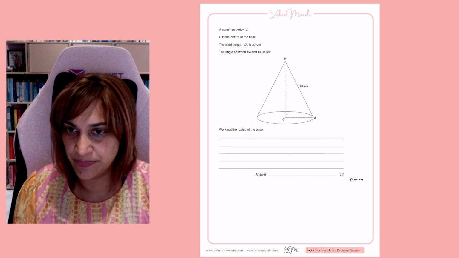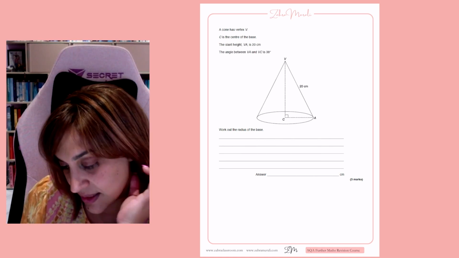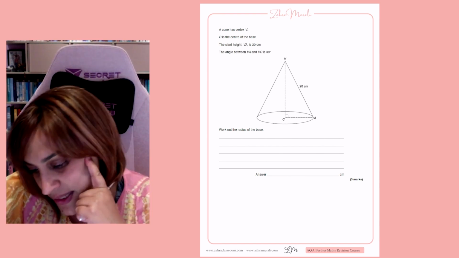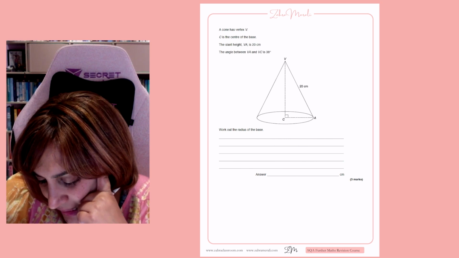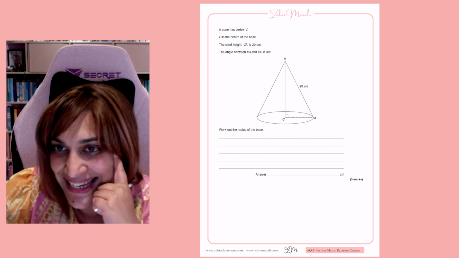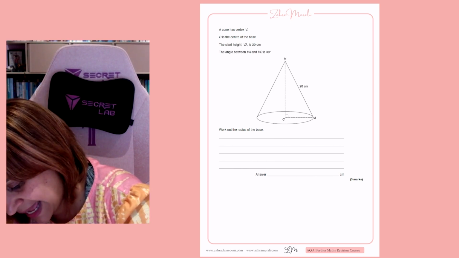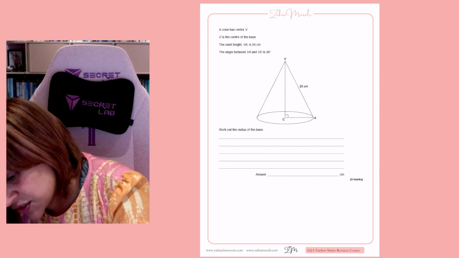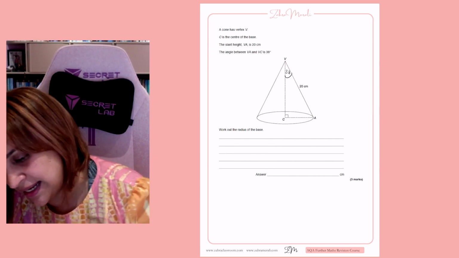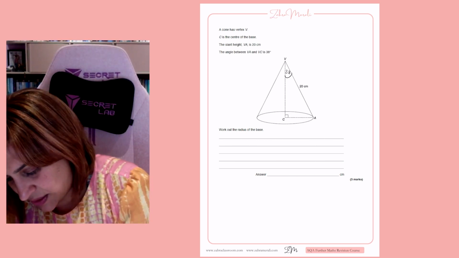We've got a cone with a vertex and a centre. The slant height is 20. The angle between VA and VC is 38 degrees. So let's think about what that means. VA and VC, where do those two lines meet? At V. So this is the angle that's 38. And we want to work out the radius of the base. Okay, so that's quite nice.